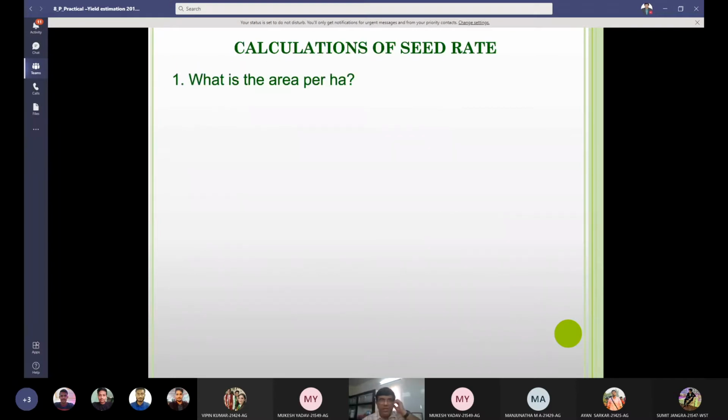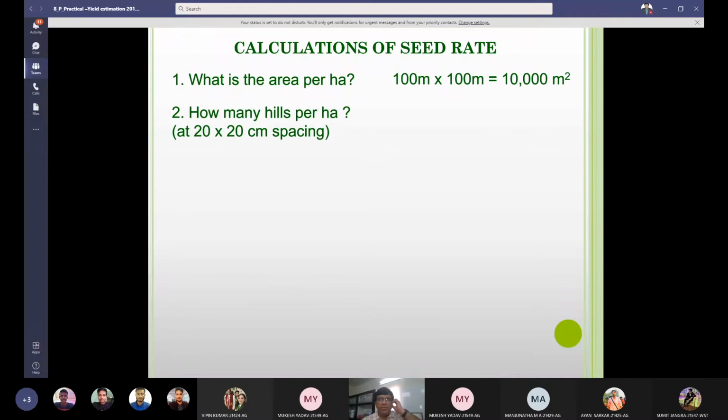Now, calculation of seed rate. Suppose, what is the area per hectare? The area per hectare you are going to transplant is 10,000 meter square, 100 meter by 100 meter. Everyone of you knows that 1 hectare is equal to 10,000 meter square. Then how many hills per hectare? Hills, you understand, when we do the transplanting, are at the cross section of row and intra-row. So where you actually plant the seedling into the soil, that makes your hill. It looks like a hill.